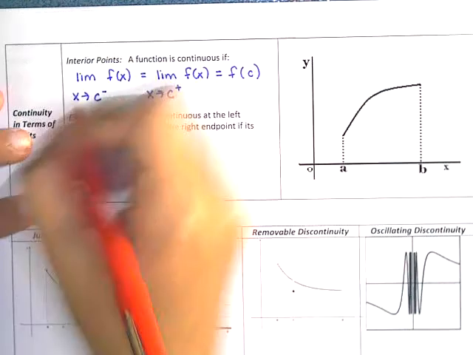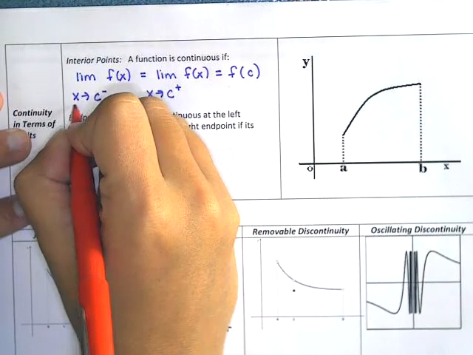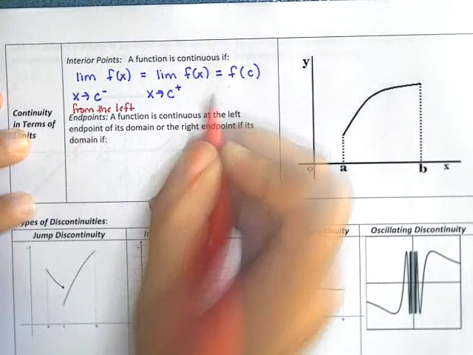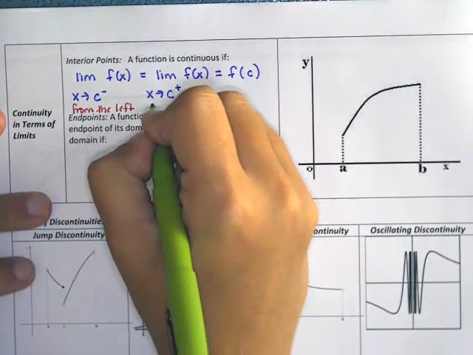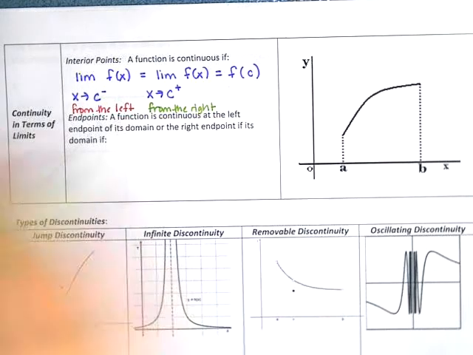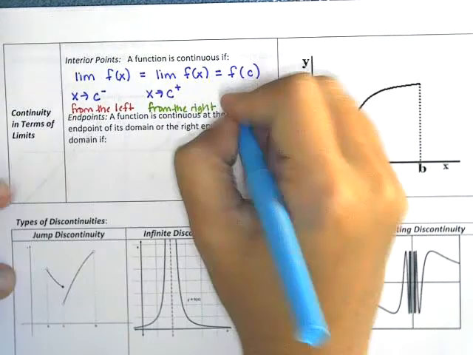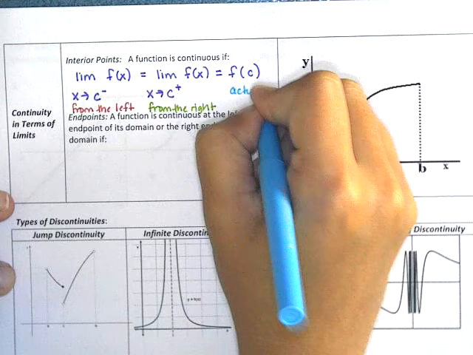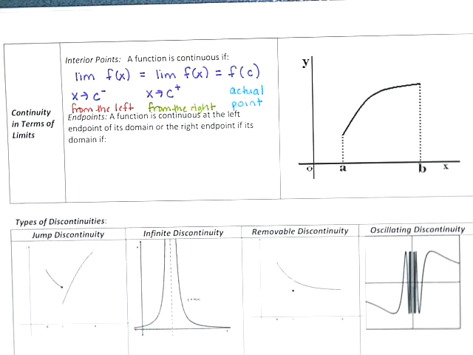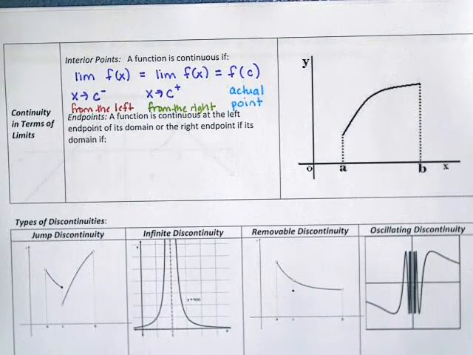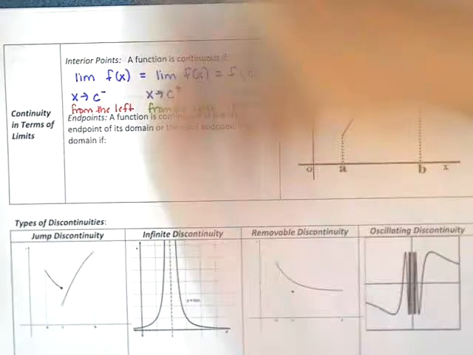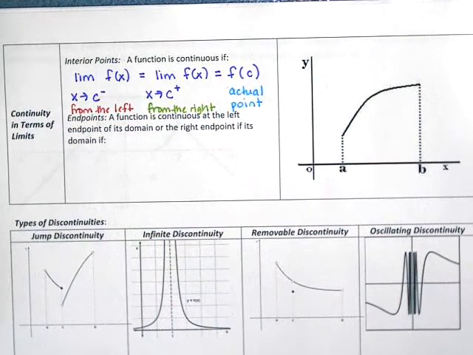So this means when you slide from the left, when you slide from the right, and the actual point all have to agree in order for your function to be continuous. Now, if it's an endpoint, then instead of checking both the left side and the right side, you just check whichever side is actually connected to the graph.